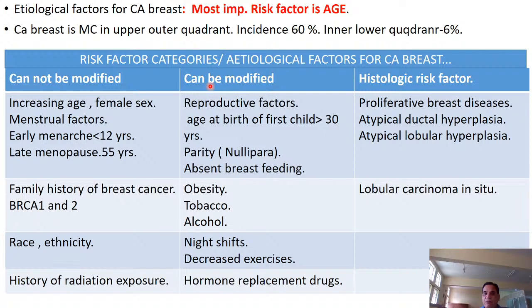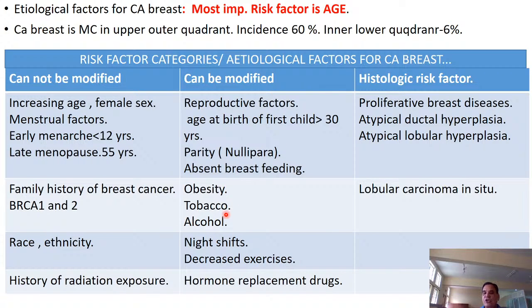What are the modifiable factors? Age at birth of first child, if it is more than 30 years, here we can encourage early motherhood. Parity, nullipara women, there are fewer now. See that they get pregnant by different methods. Always consult them, examine them. Absent breastfeeding, this is a psychological factor. Encourage breastfeeding. Obesity can be taken care of, tobacco can be taken care of, alcohol, night shift, decreased exercise, and hormone replacement drugs. These all can be avoided or modified.